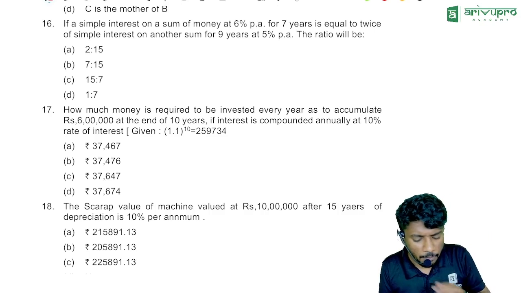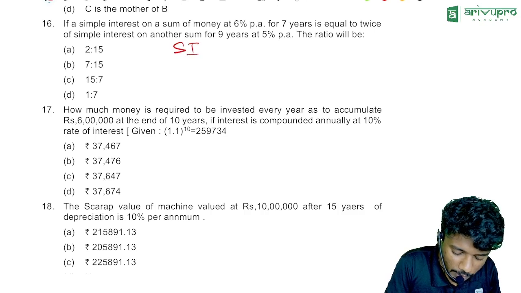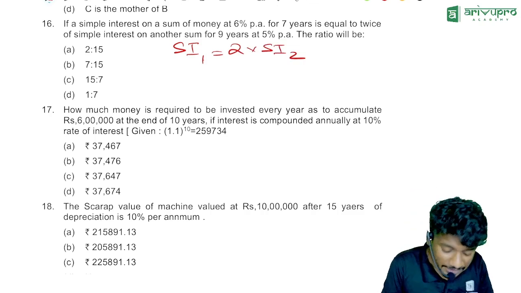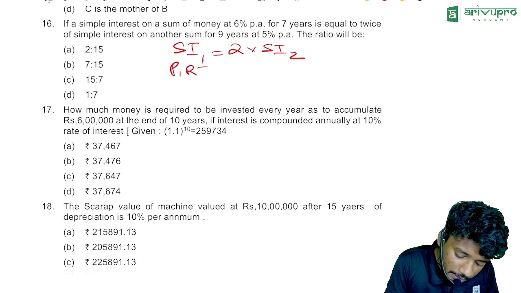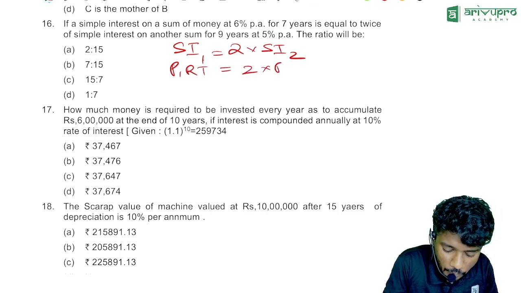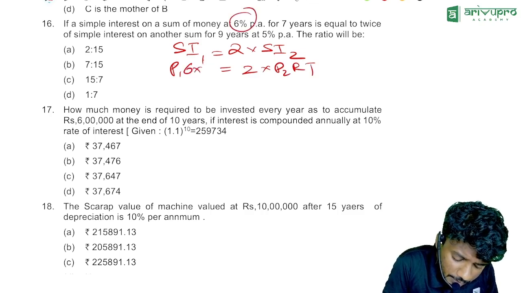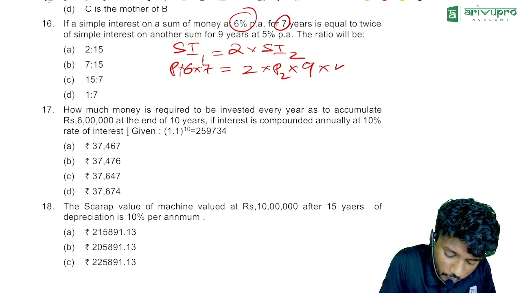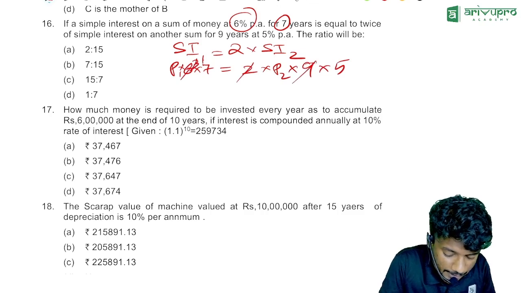If a simple interest on a sum of money at 6% for 7 years is equal to, that means SI1 is equal to twice SI2. Correct? SI1. What is SI1? What is the formula? P1 RT, which is equal to 2 into P2 RT. Instead of R, who is sitting here? 6 into 7, which is equal to, here, instead of R and T, who is sitting there? 9 into 5. What will get cancelled off? 2 and 2 will get cancelled off. It will become 3. 3 and 3 will get 9 will cancel off 3.